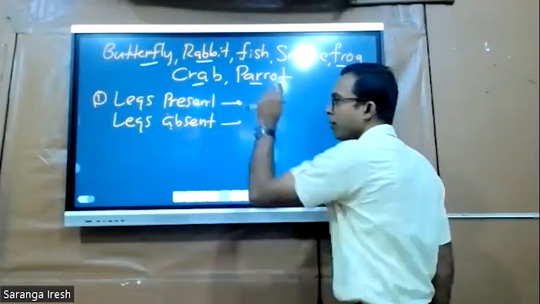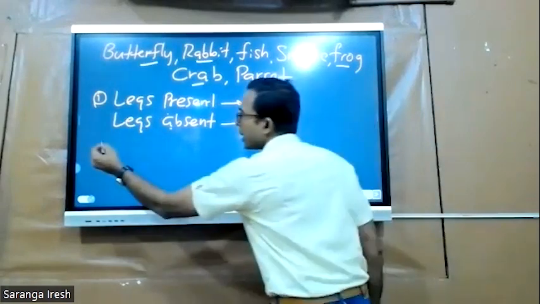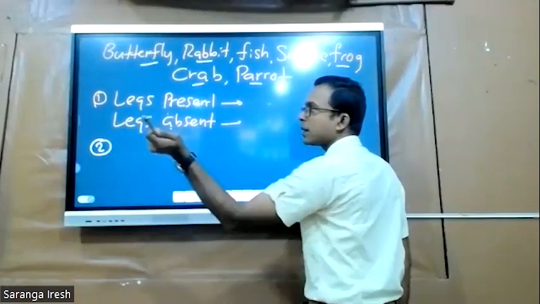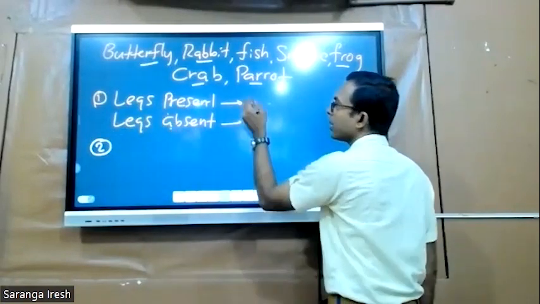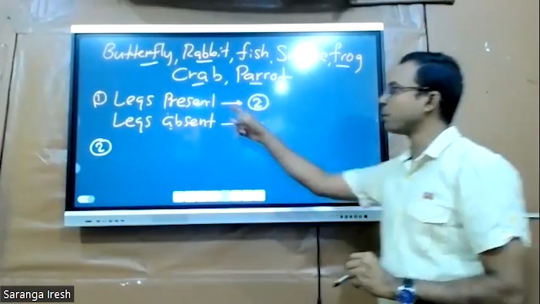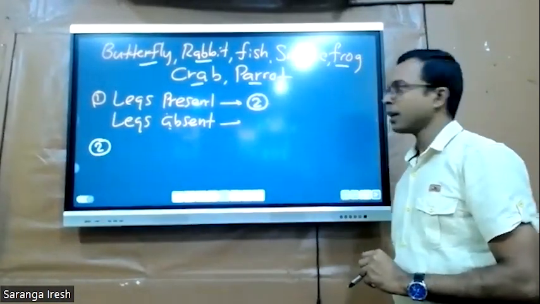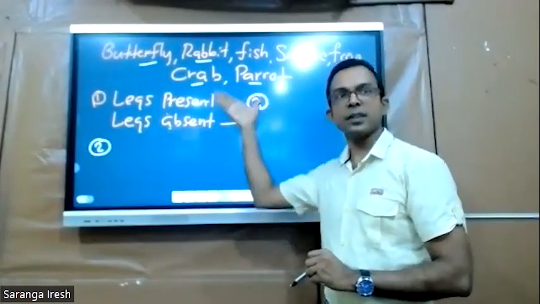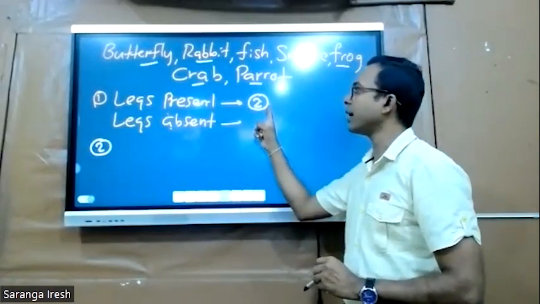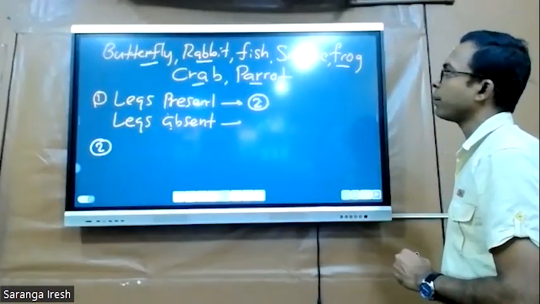So in the first statement, I wrote legs present. Then I have 5 organisms, so I am going to classify those 5 organisms in my second statement. Legs present is classified under number 2. First, I will classify one set of organisms. Legs present is classified under number 2. So what is the list? Butterfly, rabbit, frog, crab, and parrot.